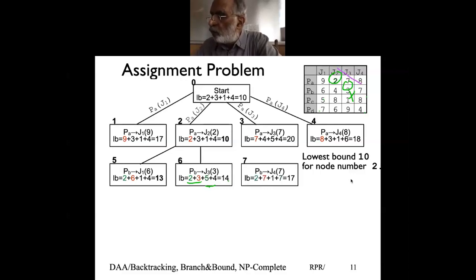Person 2 doing job 4. So if person 2 does job 4, person 1 job is fixed, 2. Person 2 does job 4, which is 7. Now minimum has to be for person 3 between this, and person 4 this and this. So this minimum is 1.